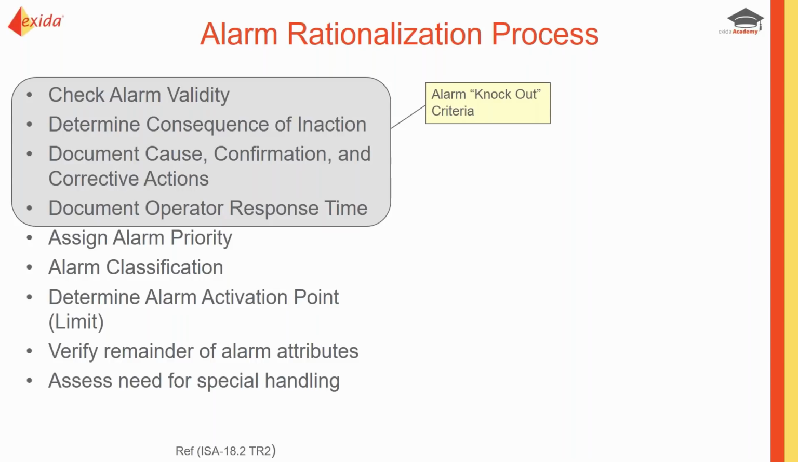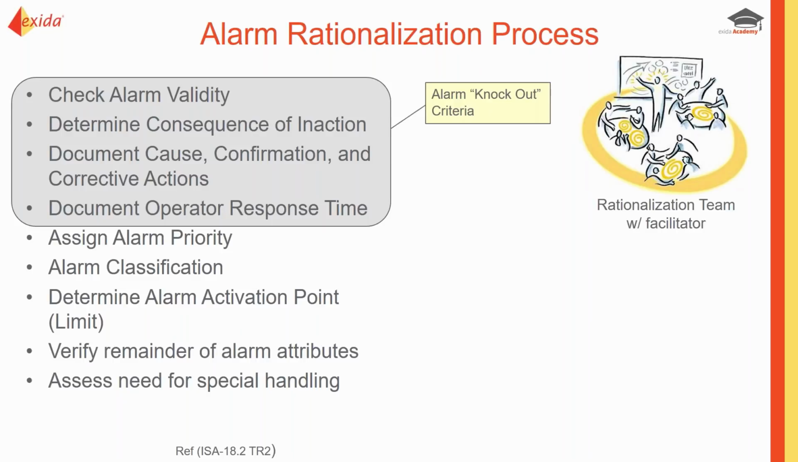And then the last step in the rationalization process is to determine whether there are any states of the process or modes of the equipment where the alarm should be suppressed or have a different alarm limit. And you can imagine that would be one way to address some batch of stale alarms, by implementing some advanced alarming techniques. So that's the rationalization process.